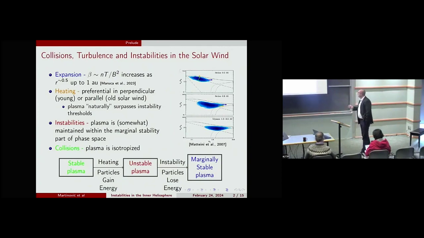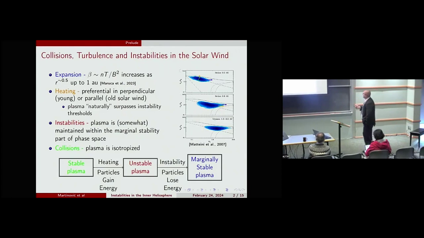And there is actually a paper by Greg Howes that came out a few days ago on arXiv that gives a very nice overview of all of these mechanisms, so I'm not going to go into that. I'm just going to put some nice arrows on the plot. Also, when you hit the instability thresholds, there are instabilities that maintain this wind within the instability thresholds, at least to some extent. And finally, there are collisions, which push this plasma towards isotropy.